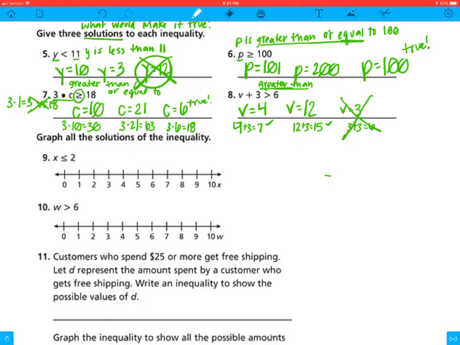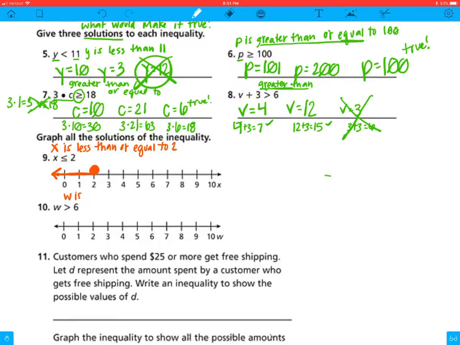Now we're going to graph it. We're looking at a number line, and this is x is less than or equal to 2. I'm going to go right to the 2, and I'm going to put a circle. In this case, I'm going to fill the circle because it's less than or equal to. My arrow for my number line will be going to the left because 1 is less than or equal to 2. 0 is less than or equal to 2. I could also get into negative numbers, but we don't really need to do that right now.